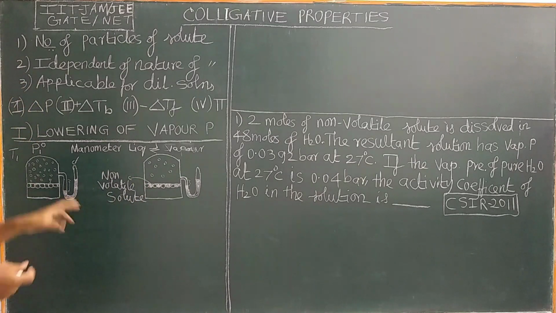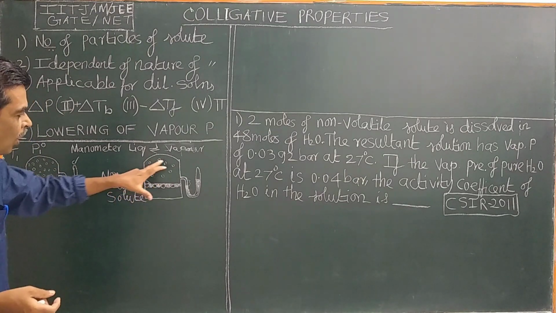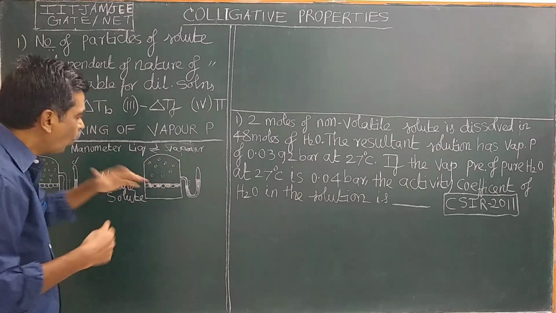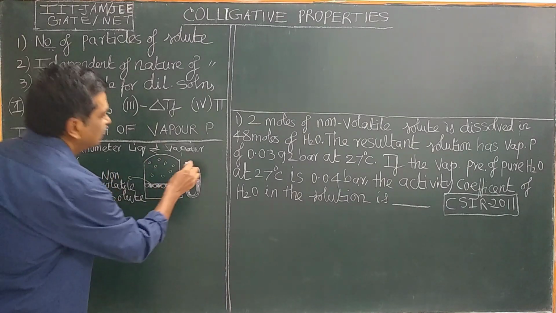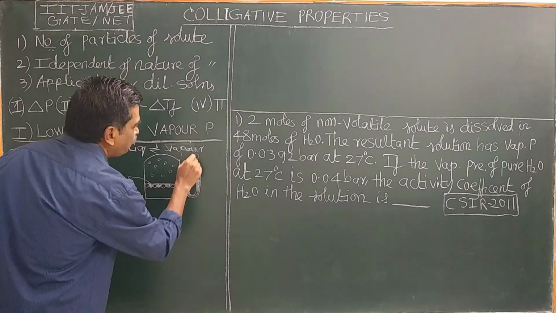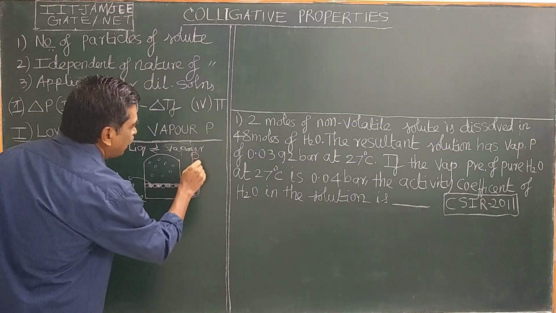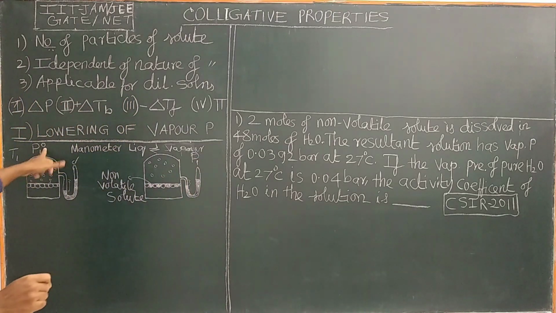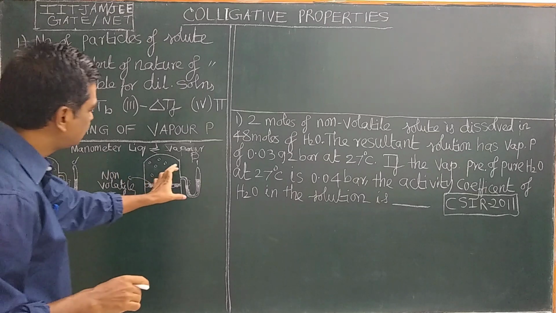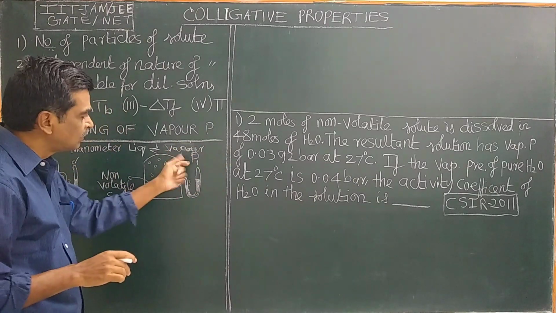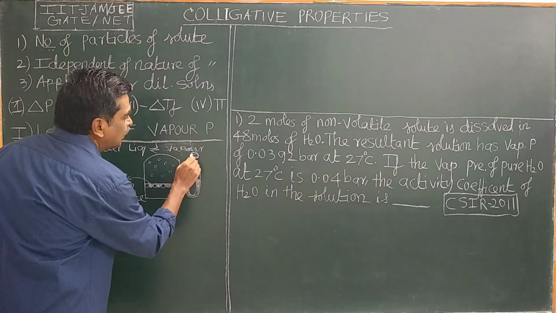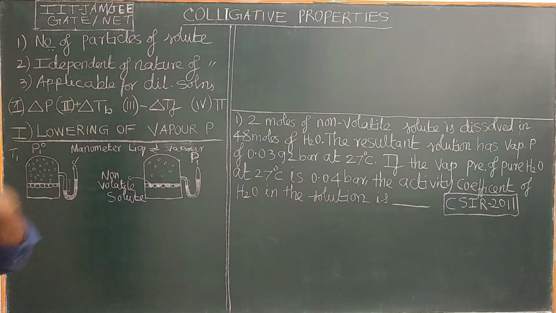Now, what happens is, as you see, the number of water vapor molecules is less. Why is it less? The vapor pressure is less. For example, the vapor pressure now is P1. P1 naught is the saturated vapor pressure for the pure solvent, and P1 is the vapor pressure of the solution. Now there is a lowering of vapor pressure.